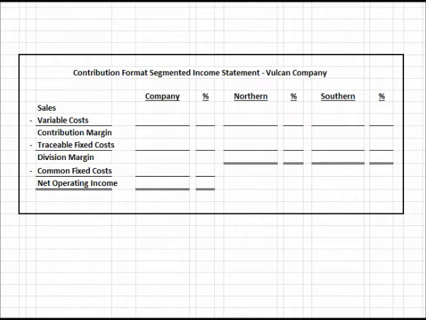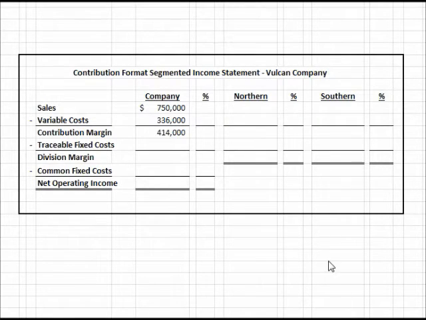Okay, so what do we know about this company? Well, we can start filling in this segmented income statement. We know sales in total are $750,000, right? We know variable cost in total is $336,000, giving us contribution margin of $414,000. Now, we have fixed cost in total of $378,000, but we've got a problem. Some of that $378,000 is common, some of it's traceable, and we're going to have to figure out which is which.